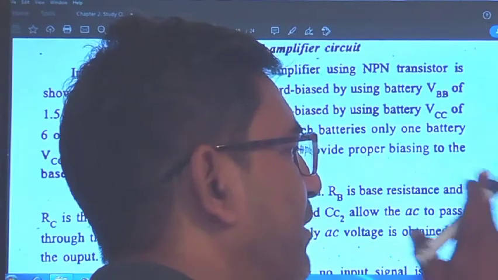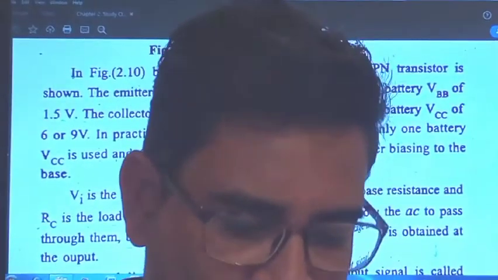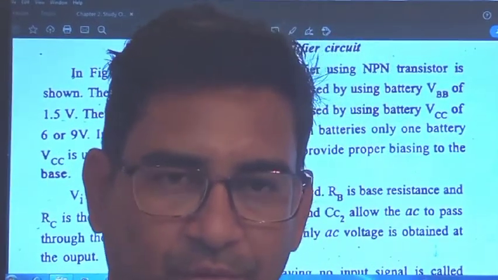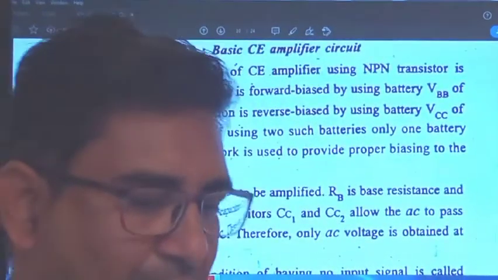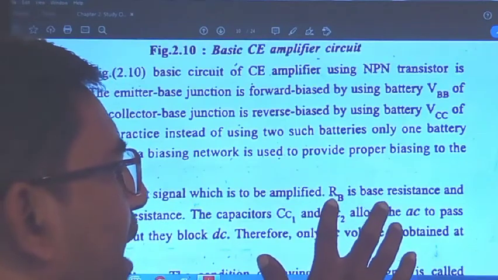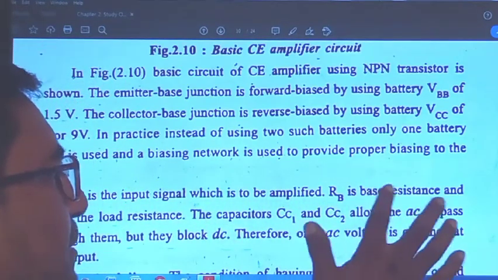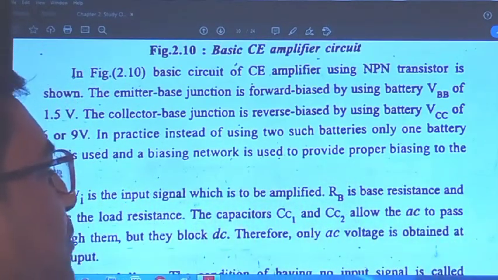Whatever input value we apply should get amplified. RB is the base resistance and RC is the load resistance: one is the base resistance and the second is the load resistance.